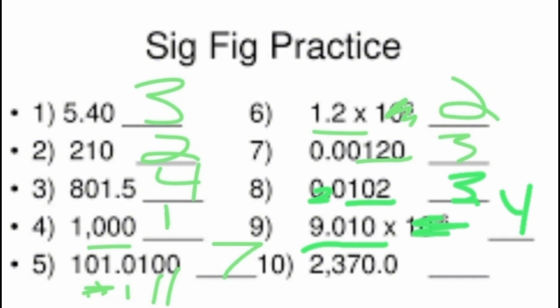Final question, number 10, we have 2370.0. That decimal really just totally makes this whole question what it is. And as you can see, since we have that decimal, both of these trailing zeros here are going to be significant, since they're after non-zero digits, and now with that decimal, both before and after will be considered significant. So number 10 now has 5 significant figures.